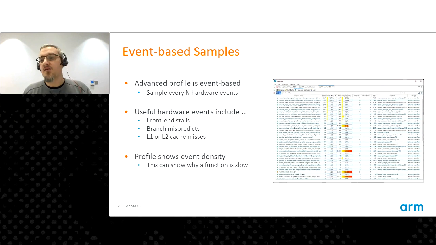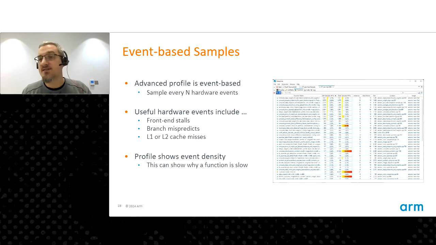So the other way you can do profiling is using event-based sampling. For this profile, the CPU has a whole load of performance counters in it, and you can select different events to profile on. And rather than triggering a sample every millisecond, we can trigger a sample every so many hardware events. We get an interrupt from the performance unit, and that triggers the performance counter sample that we use. And you can choose which event you want to do your sampling on.